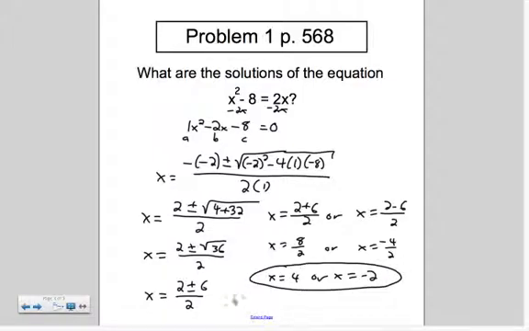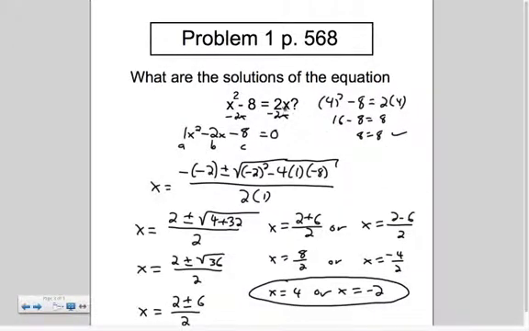And of course, you could check to make sure that it works by plugging it in. 4 squared minus 8 equals 2 times 4. Let's see if that works. That's 4 times 4 is 16 minus 8. 2 times 4 is 8. 8 equals 8. So that first one works.